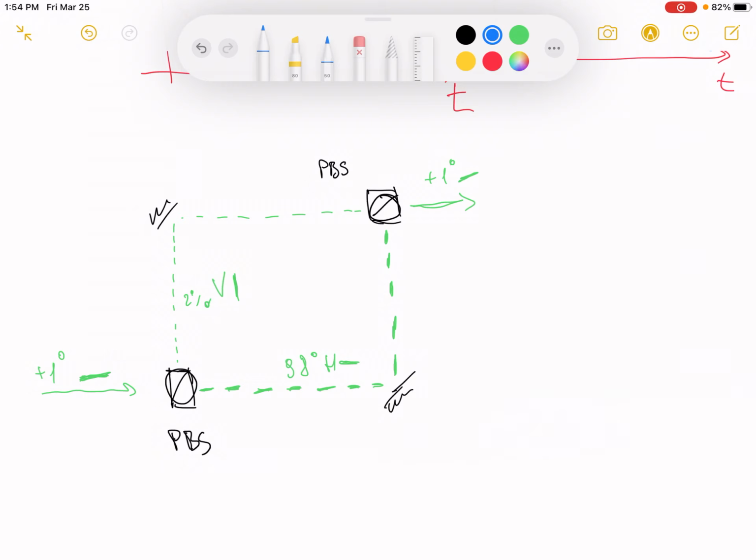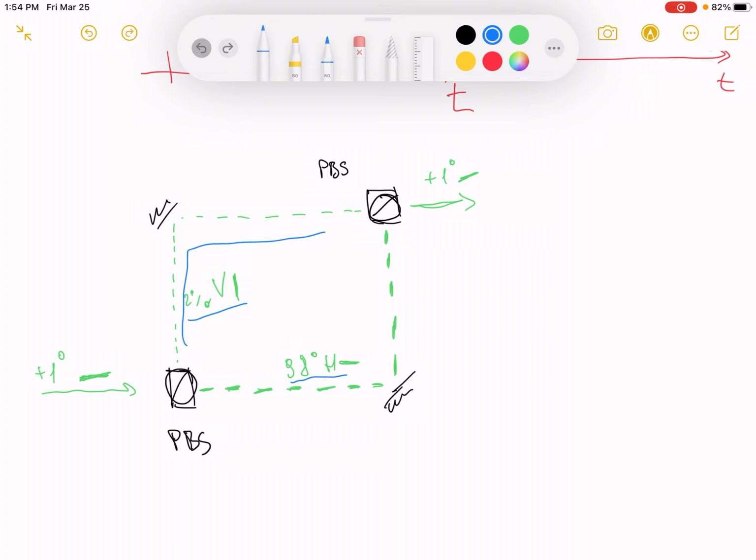Okay, so now we have our photon coming in, and it's just 1 degree off horizontal. So it's almost horizontal, but it has a little bit of a vertical component. After going through the polarizing beam splitter, it gets split into two parts. 2% go through one arm, the upper arm, and 98% go through the lower arm.